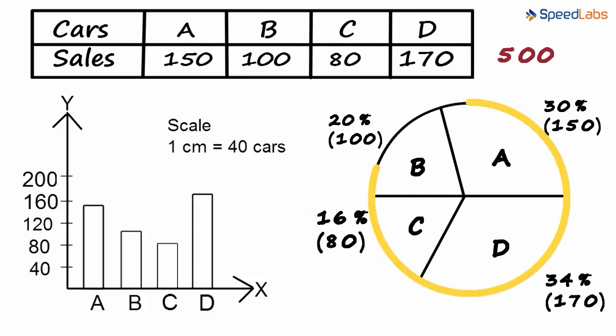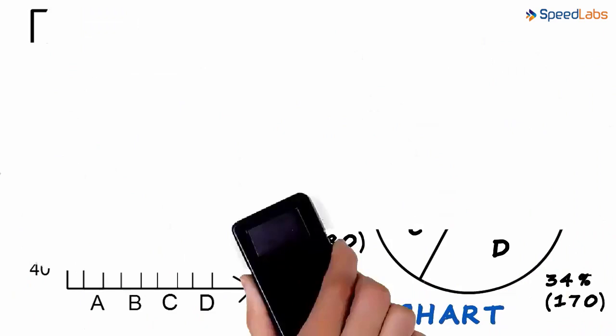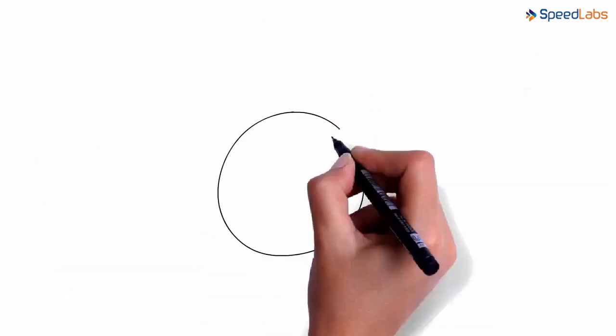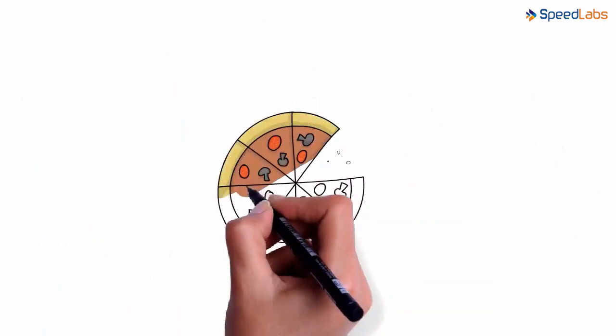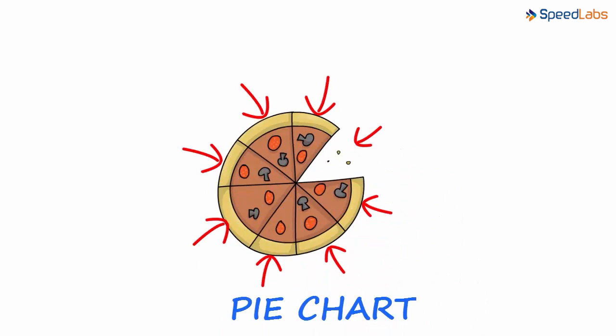We use a circle to represent the total and make parts of it to represent each category. This type of representation is called a pie chart. And what's the best example of a pie chart? Yes, it's a pizza. It's a pie chart with equal parts or sectors.